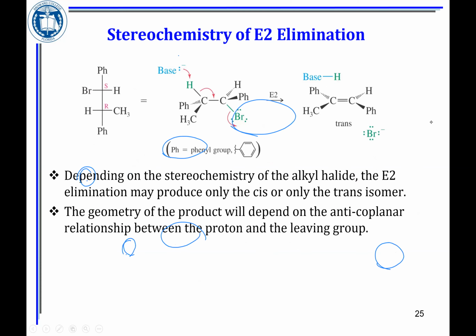Questions? So it's just emphasizing again that the removing of the hydrogen by the base with the leaving group is going to be anti-coplanar, is going to leave from the opposite side.